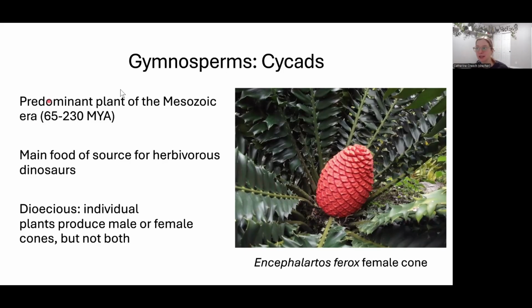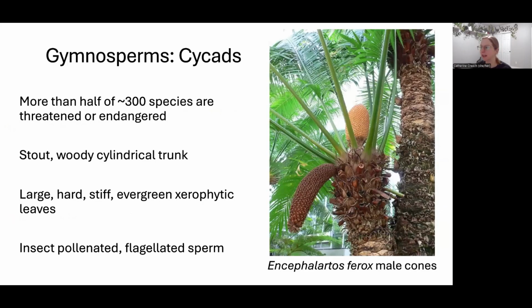They were the predominant plant in the Mesozoic era, about 65 to 230 million years ago. They were the main food source for herbivorous dinosaurs, and they are dioecious. That means that each plant is either male or female. They'll produce one type of cone, but not both. Our cycads are more than 50% endangered or threatened. Their habitats are being shrunken, and they are often found in greenhouses and botanical gardens because they need special care.